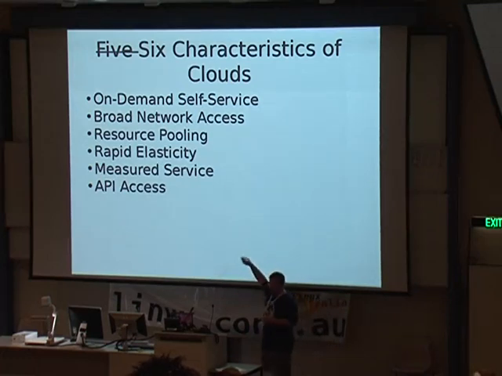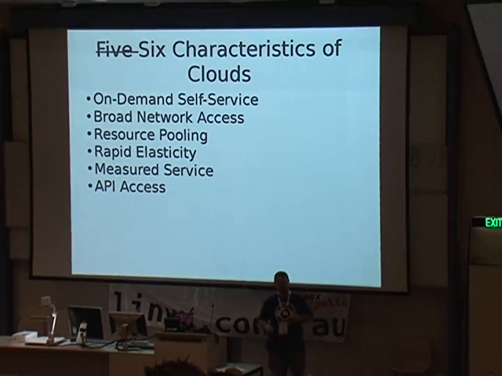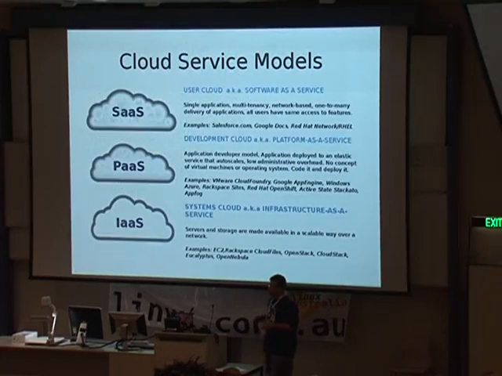Those 5 are the NIST definition of cloud. The 6th one, which I added, is API access. If it doesn't have an API, if you have to click your way through something, it isn't cloud, okay? I'm not going to spend much time on this.